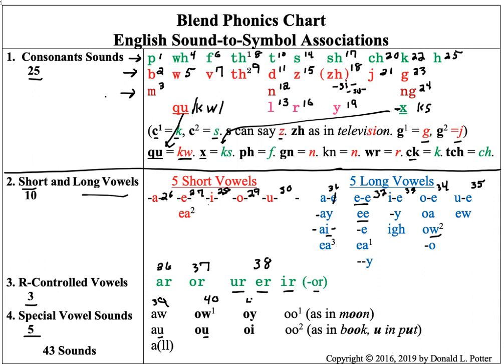41 is oi as in boy, and oi as in oil. And notice here, boy, it's used at the end of a word, and oil, it's used inside a word. And that's because you can't end an English word with an I. And it's good to tell your students that, especially the older ones. 42, hey, we're sailing here. We're almost there, and the key word there was boy. Boy, oi.